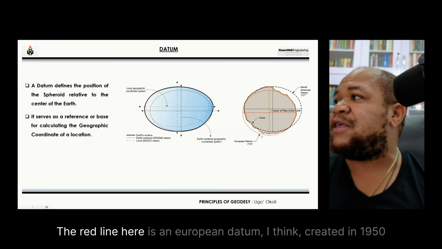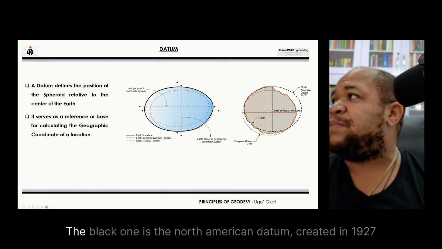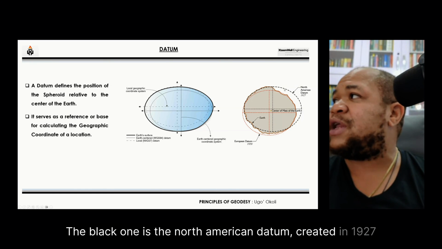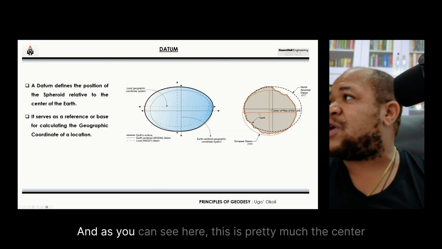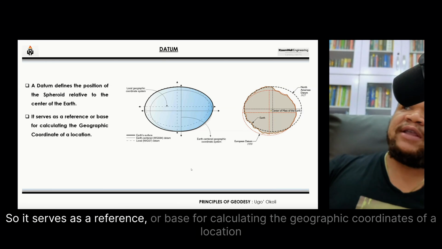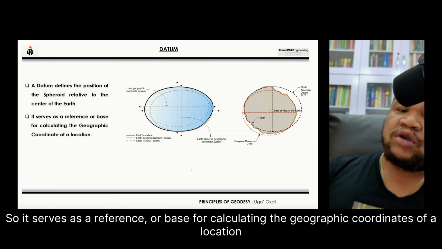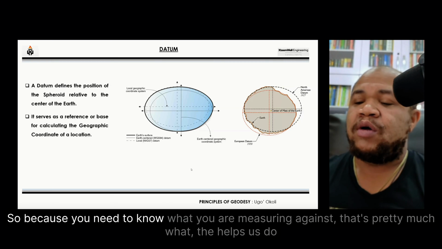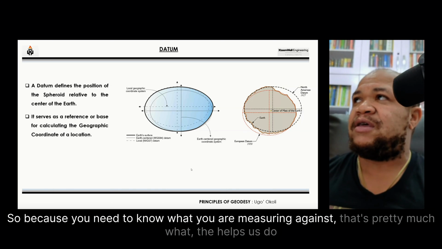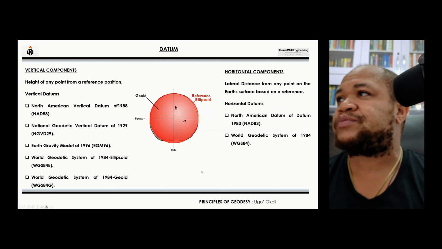The red line here is a European datum, I think created in 1950, and this is the center, the red dotted lines. The black one is the North American datum created in 1927, and as you can see here, this is pretty much the center. So it serves as a reference or base for calculating the geographic coordinates of a location, because you need to know what you are measuring against. That's pretty much what the datum helps us do.